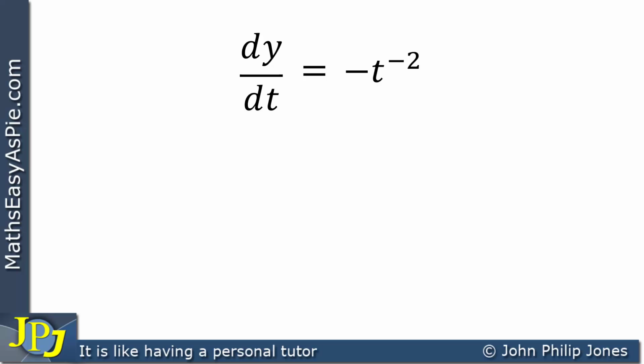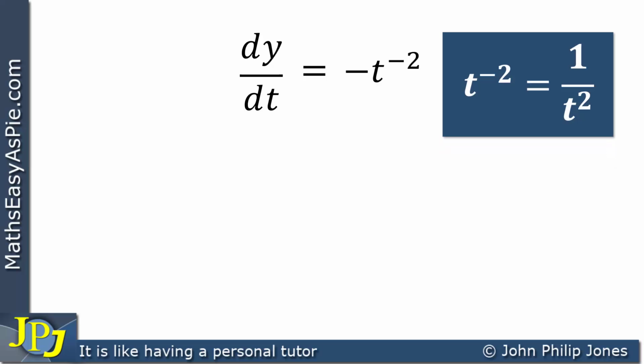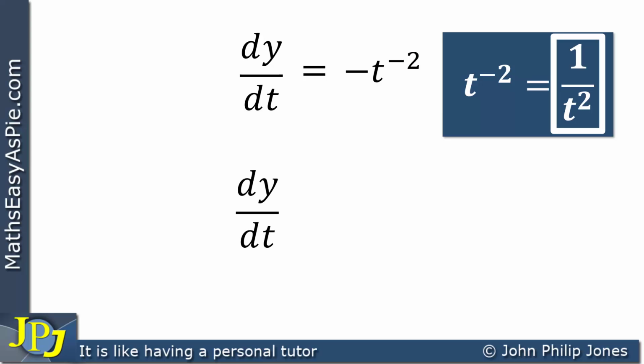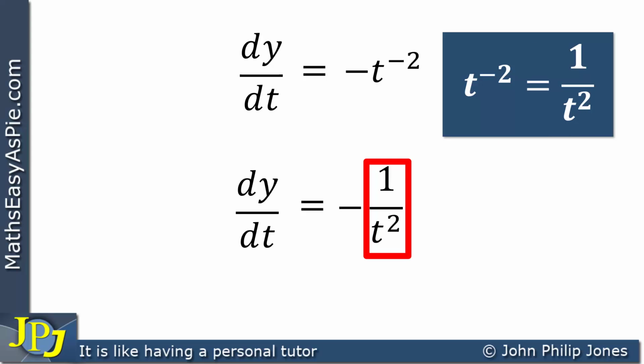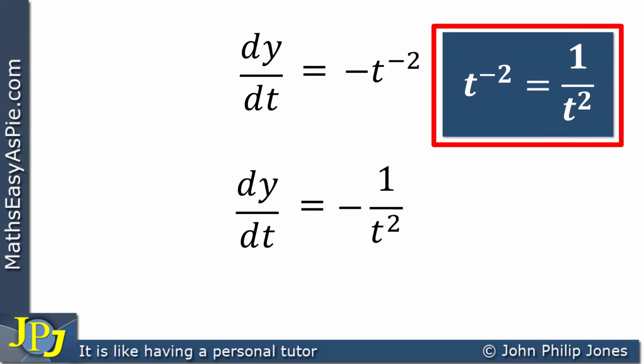minus 2. I'm now going to reflect on indices, and we know that t to the minus 2 equals 1 over t to the 2. And what I'm going to do is to use this to replace t to the minus 2 by 1 over t to the 2. So I can end up with dy/dt equals minus, and I've got 1 over t to the 2 here. So I brought the minus down, but I've replaced this by 1 over t to the 2 as shown by this here, which is our knowledge base of indices.